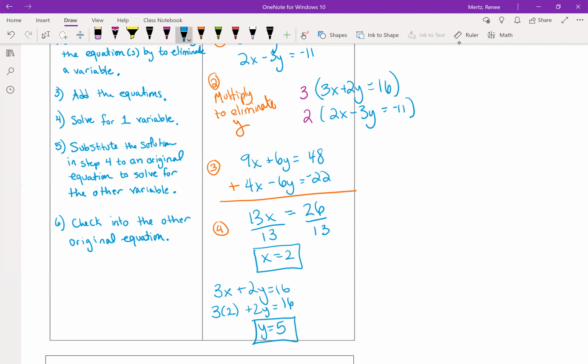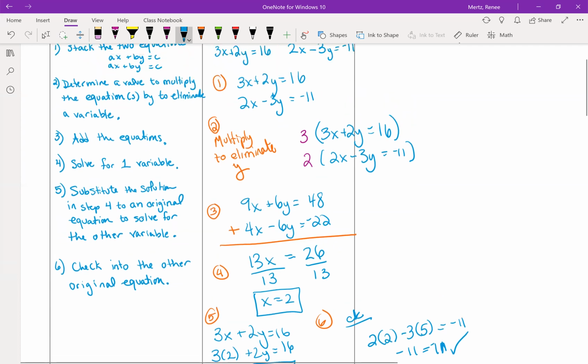And then I'm checking in the other original equation. So this was step 5. Step 6 is our check. Make sure you use the other original equation. So I have 2 times 2 minus 3 times 5 should be negative 11. 4 minus 15 is negative 11. And that works out. So make sure you copy down all those steps and do that example.